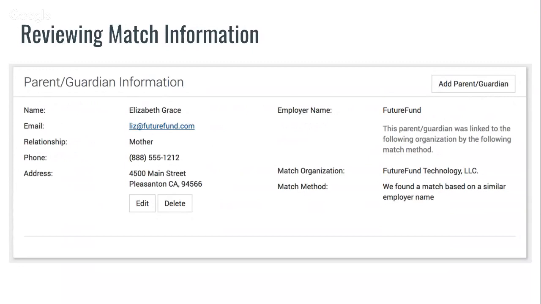And as an administrator, you can review the parents' or guardians' employer information as well. So in the registration section under students, when you're viewing a student record and go down to the parents, you'll see the information here. So you can see that Elizabeth entered FutureFund as the employer name, and we matched it to FutureFund Technology LLC, which is the actual organization name. So the match method here is we based it on a similar employer name. If we had not included that, it would have been matched based on the email domain that they have.